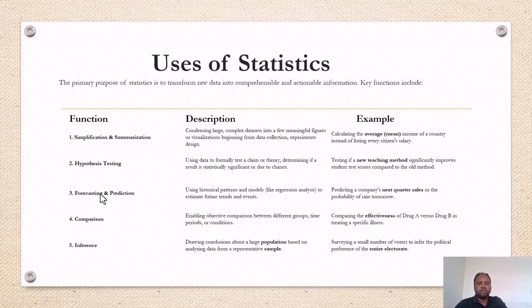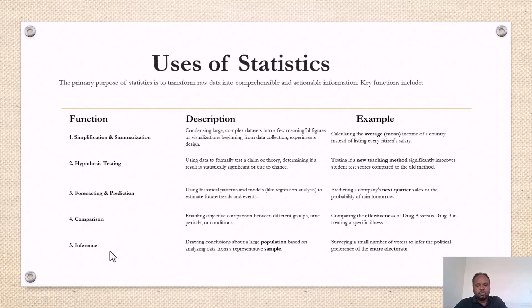Statistics is also useful for forecasting and prediction, where forecasting depends on historical and present data to forecast the future. Prediction is how the variation of one variable can be explained by the variation of another variable, right? For example, predicting a company's next quarter sales or the probability of rain tomorrow. Statistics is also useful for comparing groups, enabling objective comparison between different groups, time periods, or conditions. For example, comparing the effectiveness of drug A versus drug B in treating a specific illness.